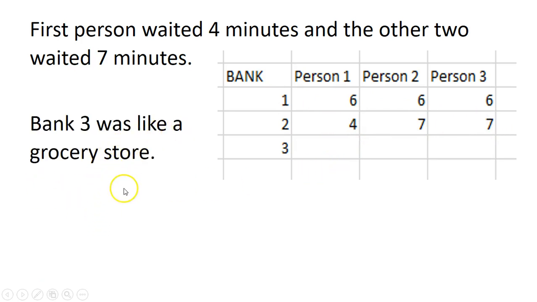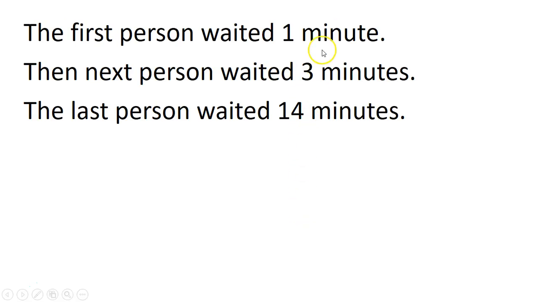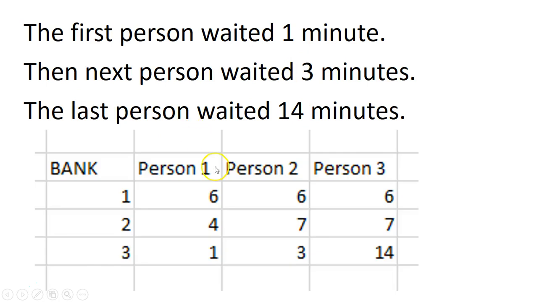Bank 3 was like a grocery store. Picked your own line, and you walked right up. Right? Picked your own line, walked right up. The first person waited a minute, the third person waited 3 minutes, and the last person waited 14 minutes because they chose an awful line. They were probably behind one of those elderly people.